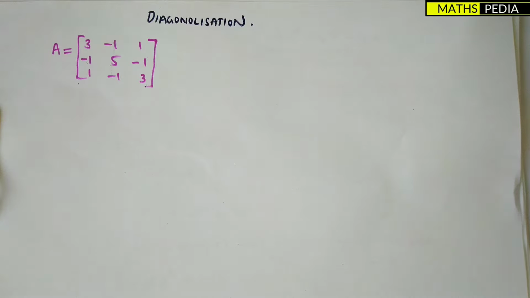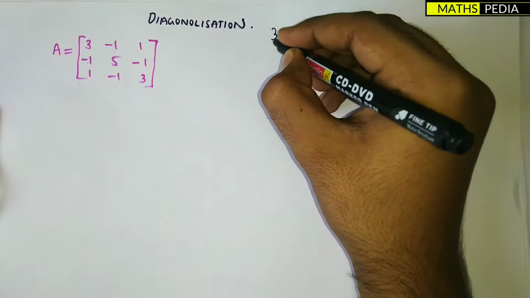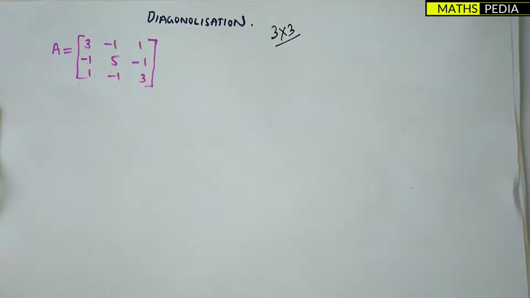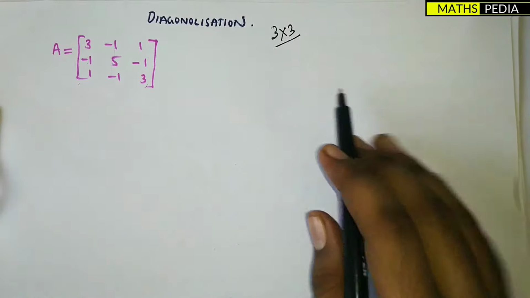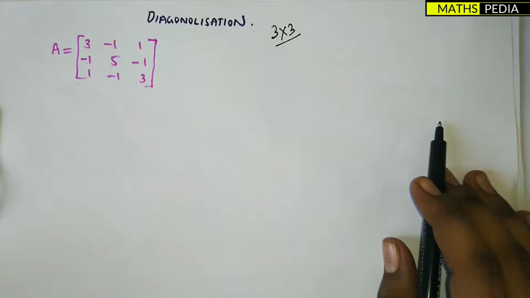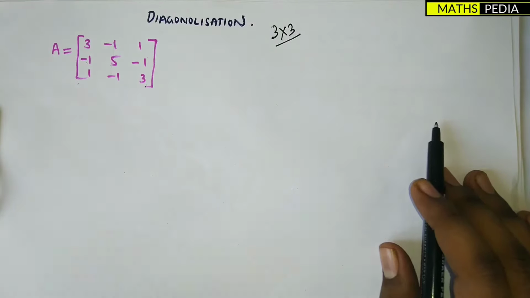Hello guys, welcome back. In this video we are going to discuss the diagonalization method, the working rule for a 3x3 matrix. Okay, we are going to discuss the 3x3 matrix here. So how to do it? The procedure is the same, but the difficulty comes where I'll just tell you. So we'll use the calculator, and by the normal method also we'll try to do it.